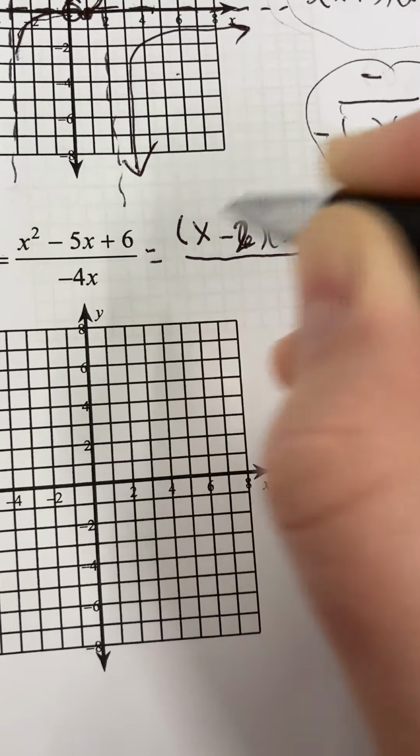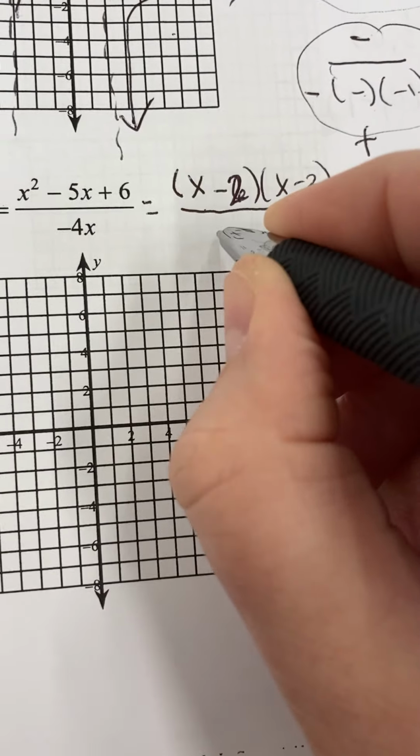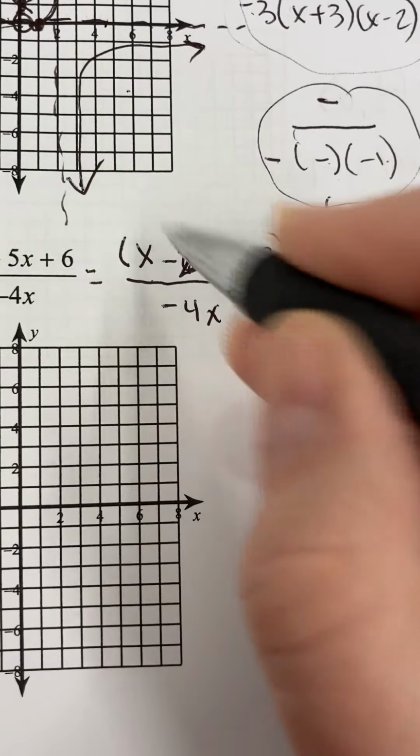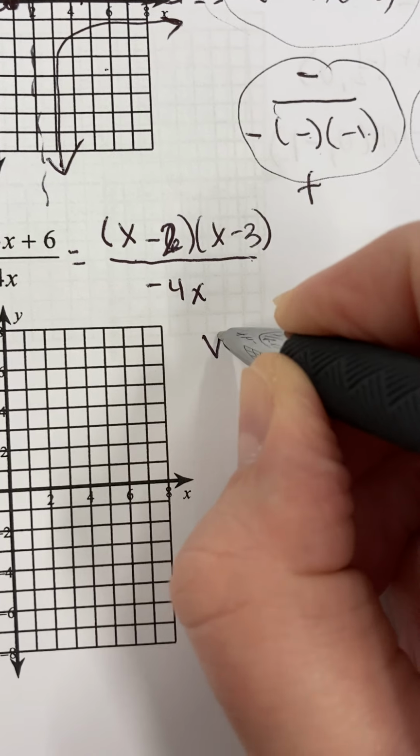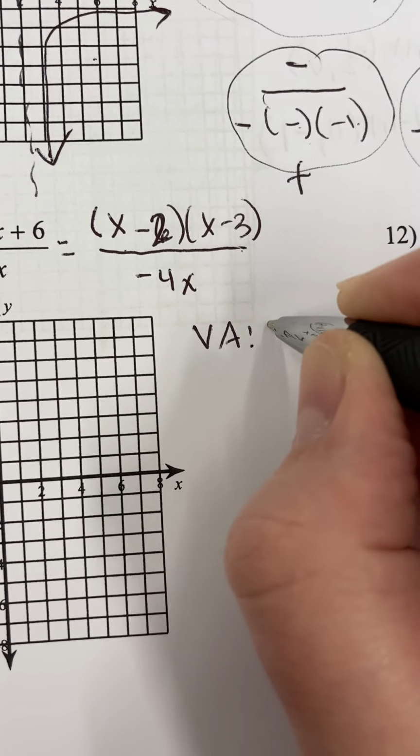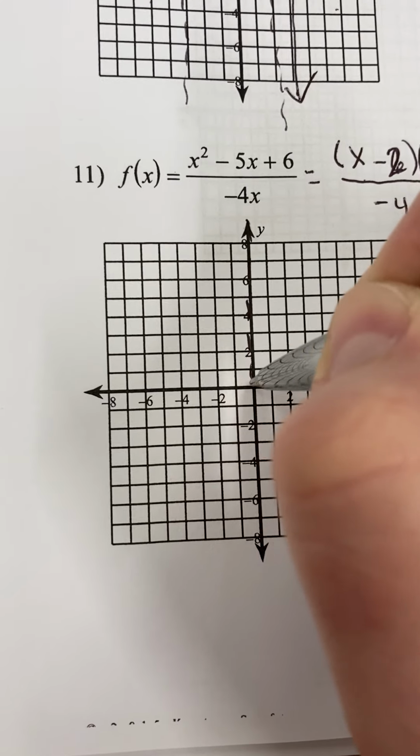(x - 2)(x - 3). That adds to get me -5, multiplies to give me a positive 6, and we have the -4x down here. All right, so nothing canceled out, so I don't have any holes. My vertical asymptotes, if you remember, are what make the denominator 0, so in this case, it's going to be when x is 0. This is my vertical asymptote right here.